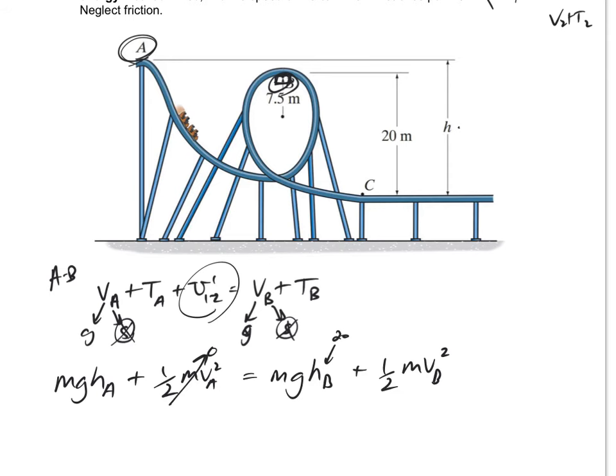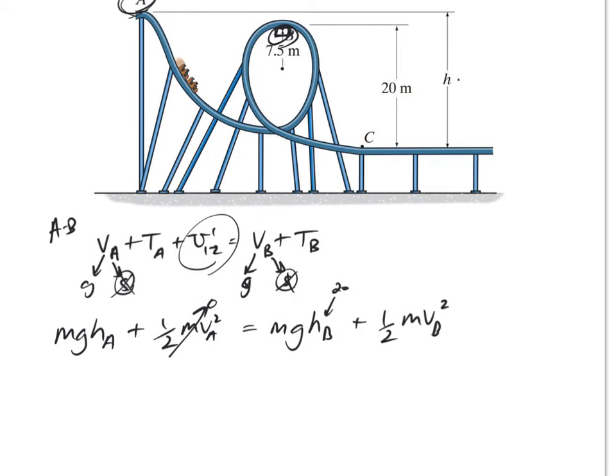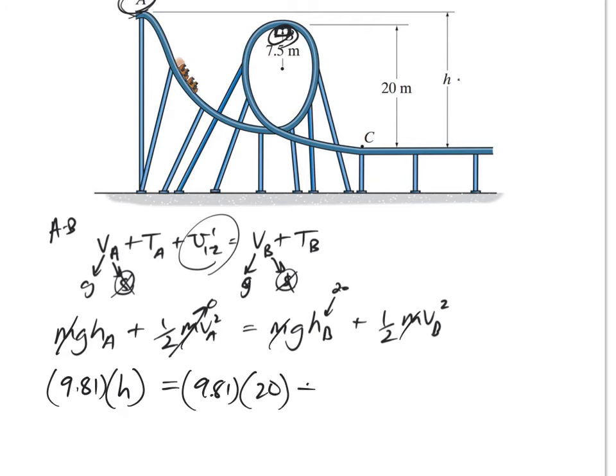If I'm looking at this equation right here, I only have one equation, so I can only solve for one thing. But let me see, the mass drops out. I can divide mass out of all of those terms, but I've got 9.81 times the height at A, which is H, which is what I'm looking for. That is equal to 9.81 times the height at B, which is 20, plus 1/2 times the velocity at B squared. All right, what is the velocity at B?